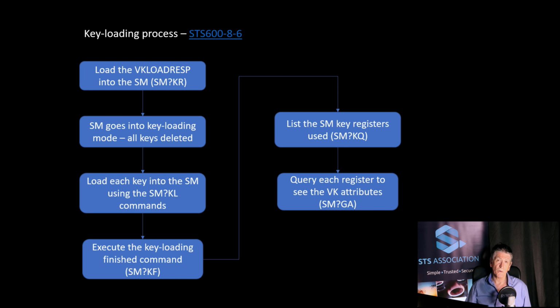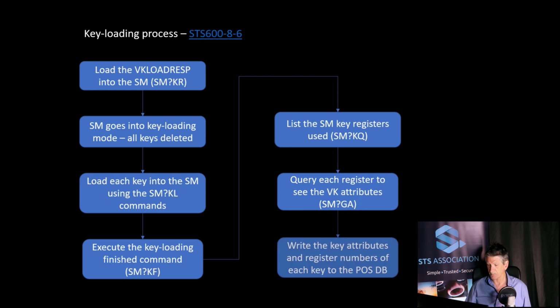Now you need to query each of the registers to see the attributes of the keys, and for this you use the smga command. Once you've got all of the attributes, you can then put into your point of sale database each supply group code, which vending key register it's in, and which attributes it has. That is the process you follow in order to get your point of sale to know where each key is for each supply group code, which register it's in.